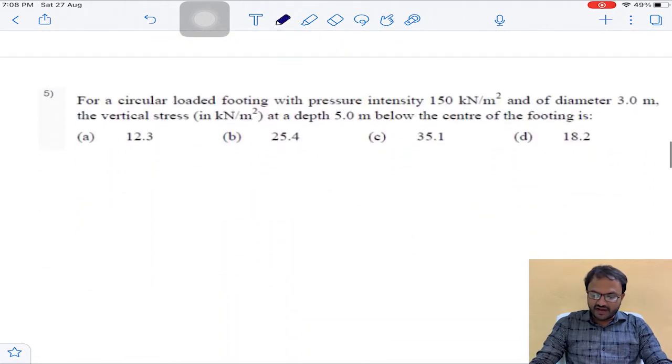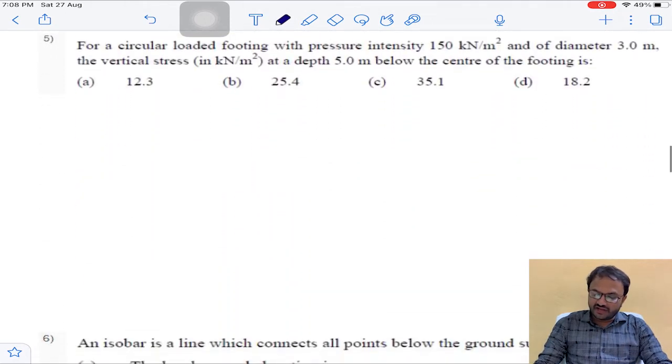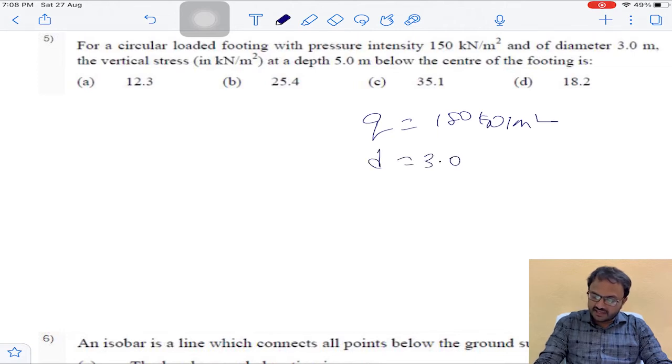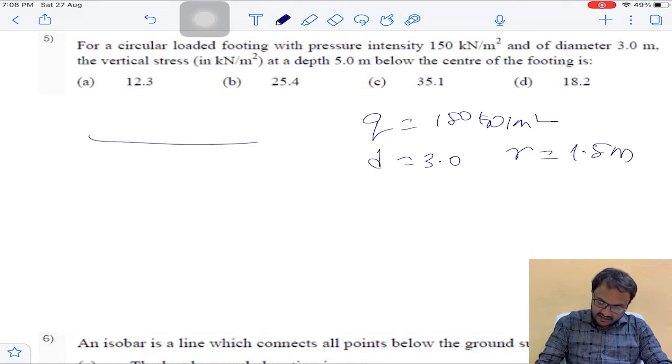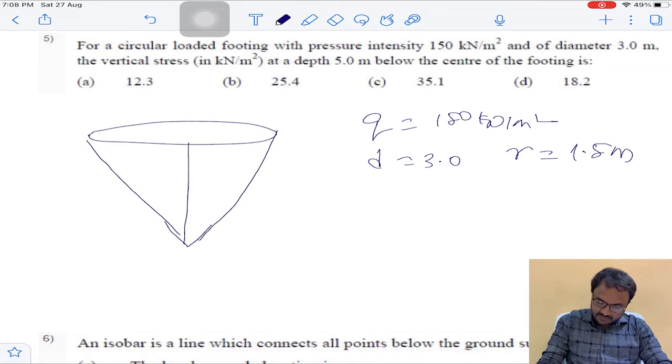Coming to question number 5. For a circular loaded footing with pressure intensity Q, he has given 150 kN per meter square, and diameter D is equal to 3 meters. When diameter D is 3 meters, radius R is equal to 1.5 meter. For the vertical stress at depth 5 meters below the center of the footing, you can see here there is a circular footing. So we need to calculate the vertical stress at any depth Z, and here the load intensity is Q.